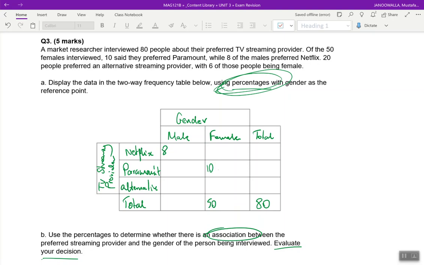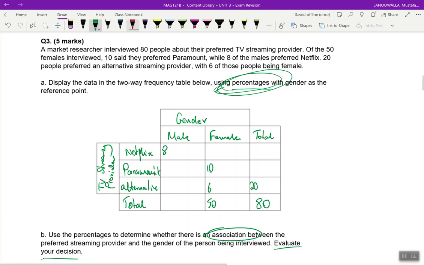All right, 20 people preferred an alternate streaming provider, so that's 20, with 6 of them being female. So 6. Okay, from here, I just need to do the math. Use a different color to put the values in that we're missing. So with the females, I've got 16 in total that prefer Paramount and alternative. If I do 50 minus 16, I get 34.